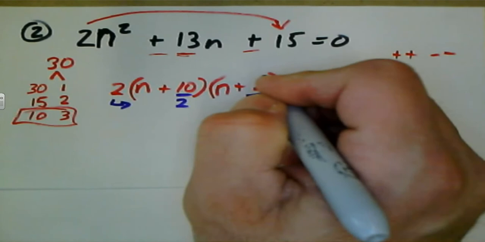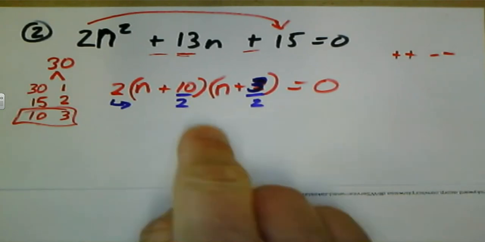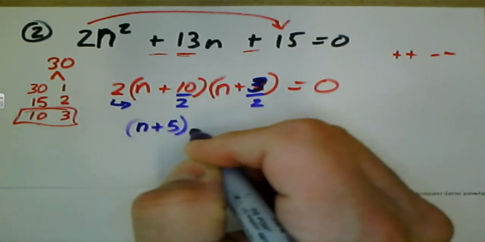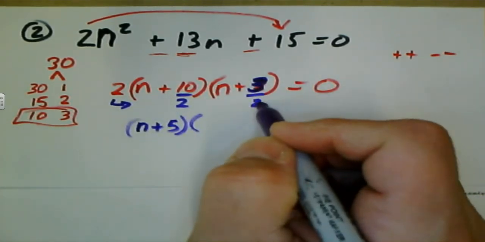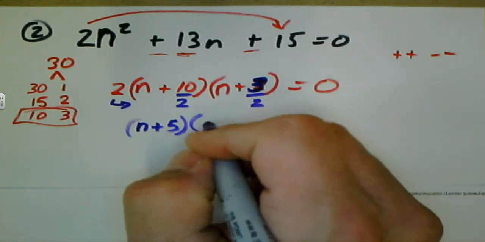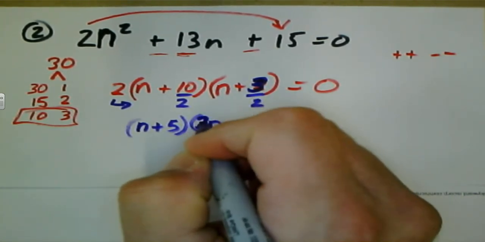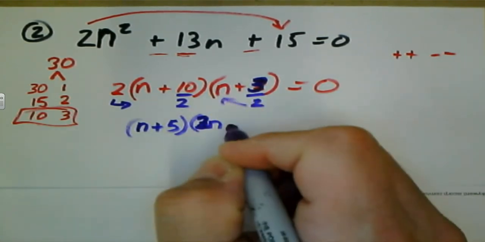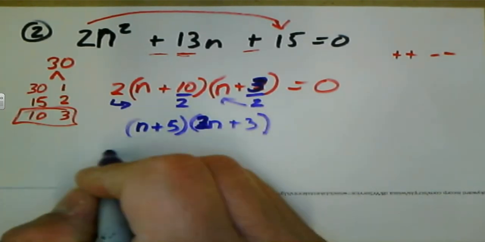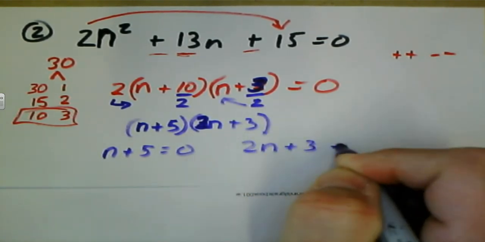I'm sorry. This is a 3. I put 2 down there. It's a 3. 10 divided by 2 is 5. 3 divided by 2 is a mixed number, 1 and 1/2, or 1.5. So we are going to put the 2 in front, I'm sorry, getting all mixed up today. Put the 2 in front and put plus 3. So that 2 slid out in front. So we have n plus 5 equals 0 and 2n plus 3 equals 0.